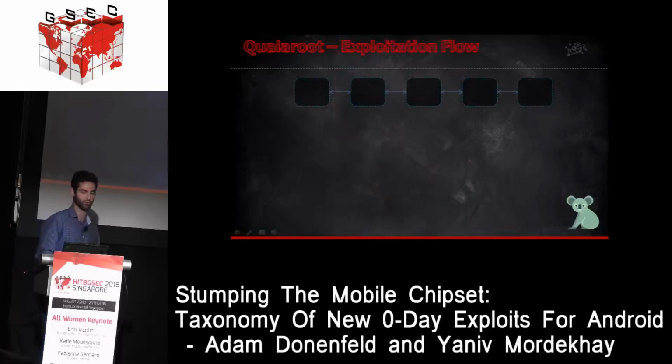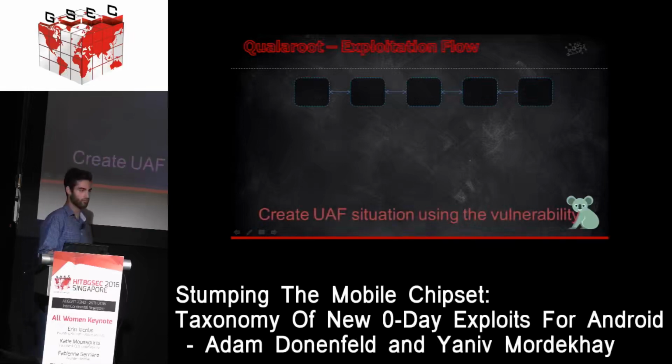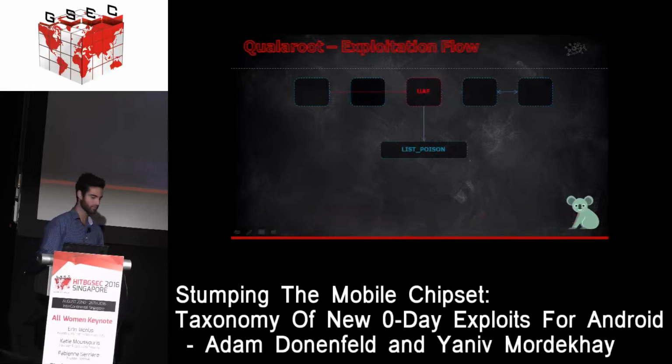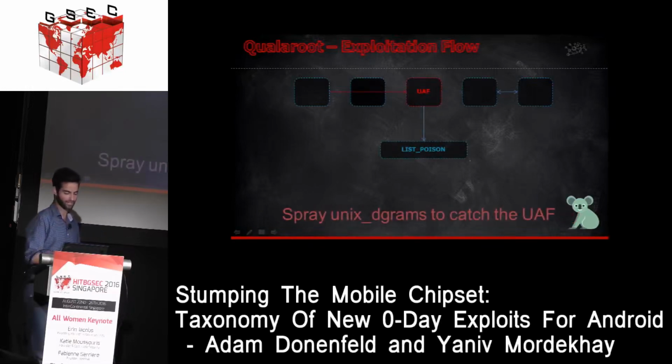So again, the exploitation flow. There is a doubly linked list of the monitoring endpoints in the system. Each time we open or close a socket in the system, the list is iterated. Using the vulnerability, we want the list to point to a free reclaimable data. Once we did that, our next step is to spray the kernel heap to reclaim this data. Again, we used Unix diagrams, but I'm sure there are other convenient spraying mechanisms to help you with that.